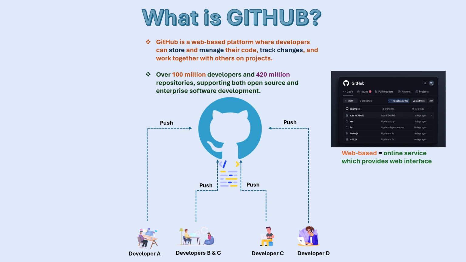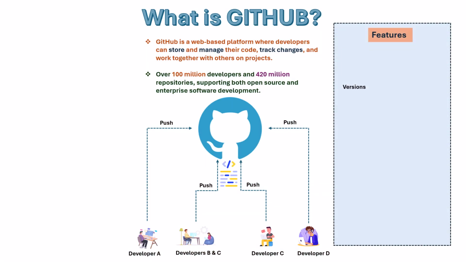Just like in this image, developers from different locations are pushing their code to a central GitHub repository, making teamwork smooth and efficient. It supports both open source and enterprise software development with over 100 million developers and 420 million repositories. Without GitHub, developers face a major risk. If their system crashes and there's no backup or version control, all their work will be permanently lost. That's why it's better to store your code in a central place like GitHub.